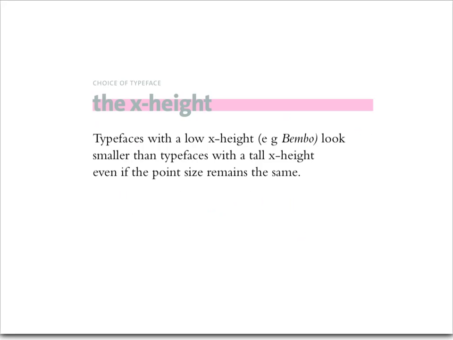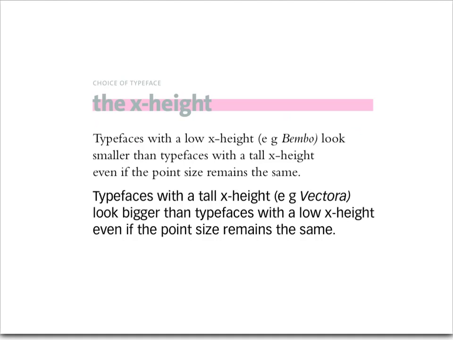The X height is what you might call the corpus of a typeface, without any ascenders or descenders. Mathematically speaking, it is simply the height of the lowercase x. Typefaces with a low X height, such as Bembo, will look smaller than typefaces with a tall X height, even if the point size remains the same. It may be hard to believe, but these 6 lines of text do in fact share the same point size.